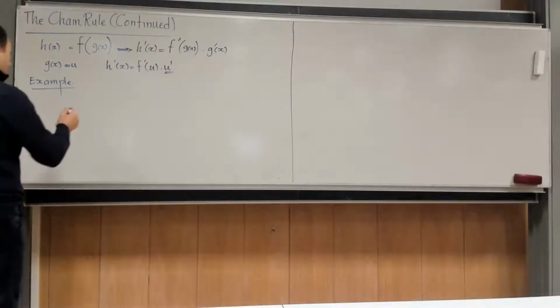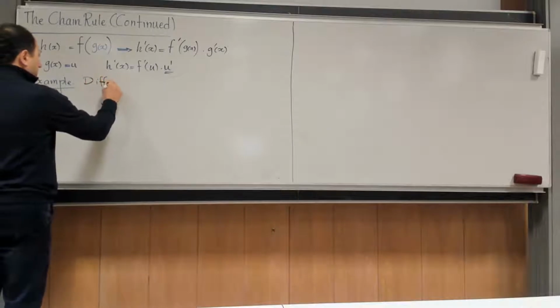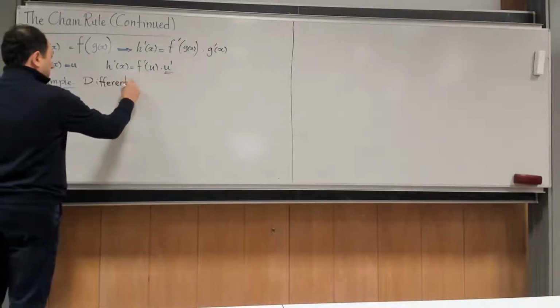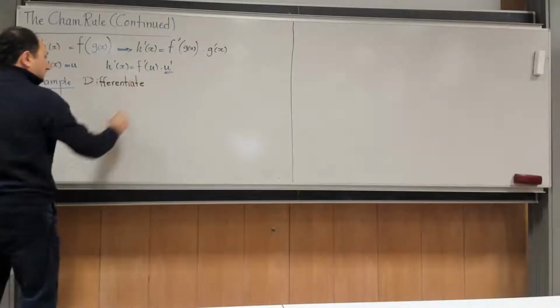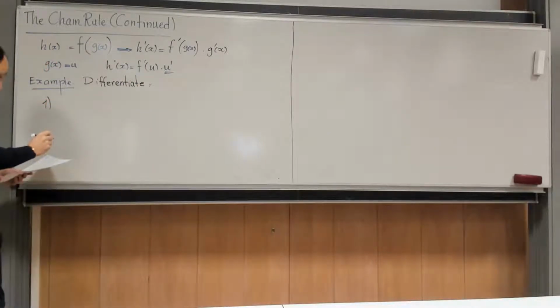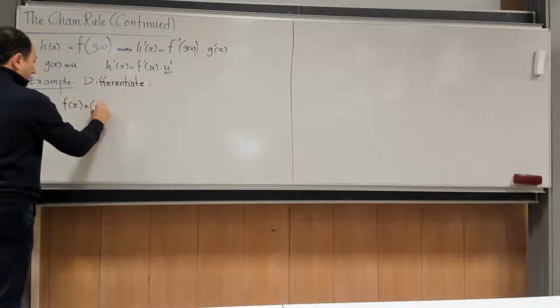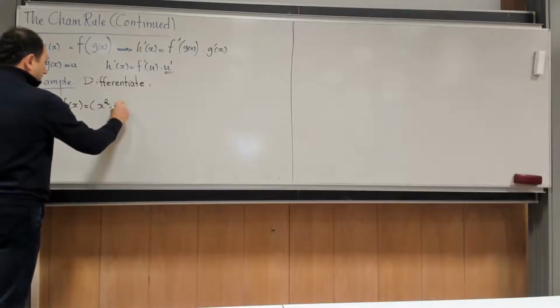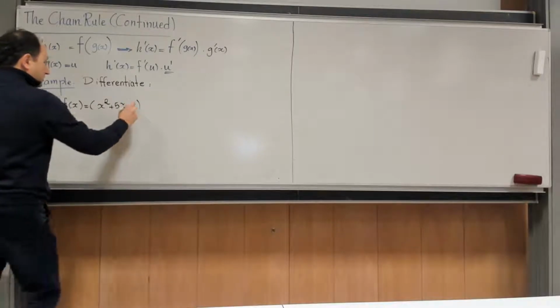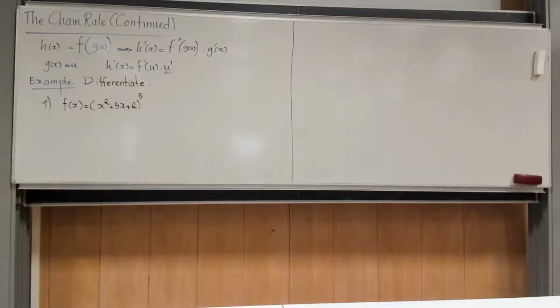So let us do this one. So differentiate. So number one, f of x is equal to (x squared plus 5x plus 2) to the power 5. So we want to differentiate this function.